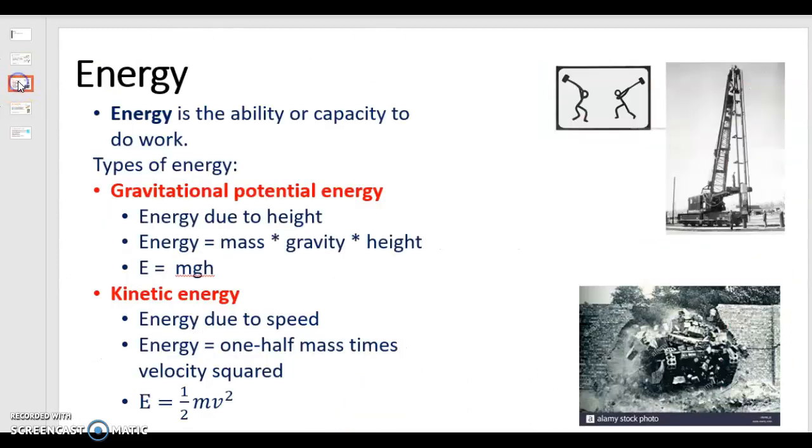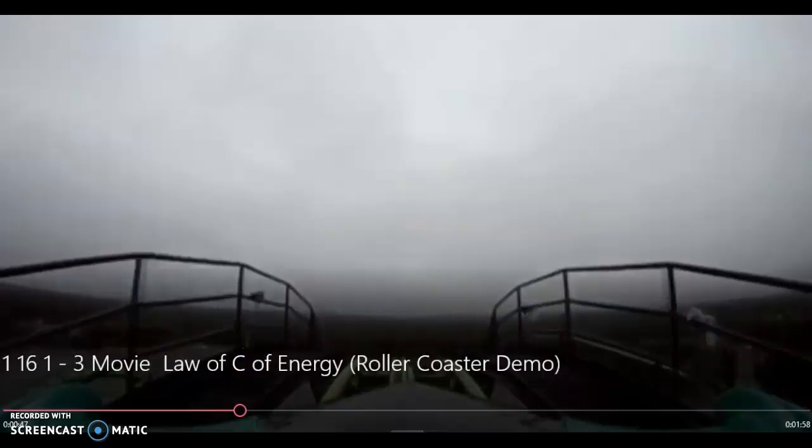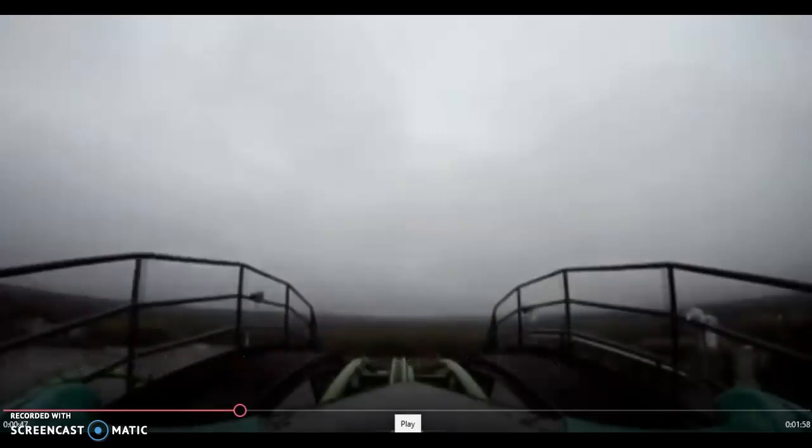All right, now we want to talk about energy. We're going to talk about two types of energy: gravitational potential energy, which is energy due to height, and kinetic energy, which is energy due to speed. All right, so let's go back to our video because now we're at the top of the roller coaster. So work has been done. We applied a force to the roller coaster and moved it through a distance. We moved it up that big hill. Now it's at a much higher distance.